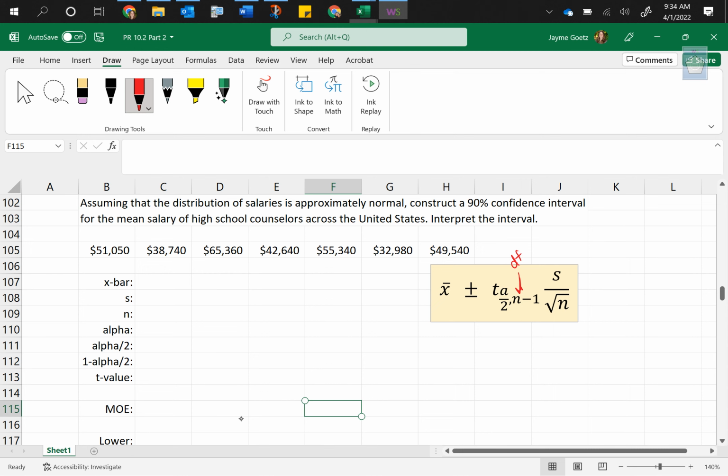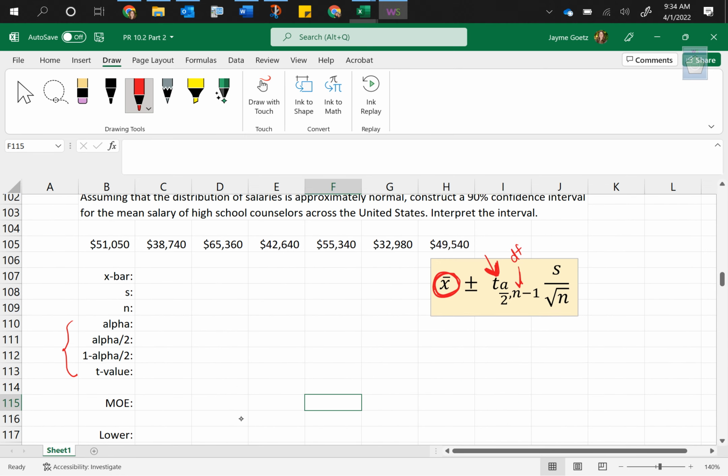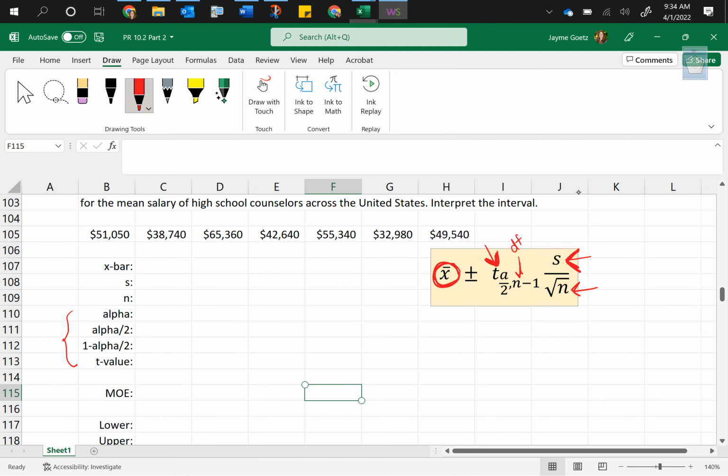I know that I need my t value right here. To find my t value, I need alpha and alpha over 2. So that's where I got this, alpha, alpha over 2, and then I did 1 minus so I could find my t value. All of this right here is what we just did on those examples above. That's where I'm getting that information. I'm just thinking about what I need. Then I also, based on this problem, know that I need my sample standard deviation and my sample size. That's where s and n come from. I'm literally just listing out what I need.